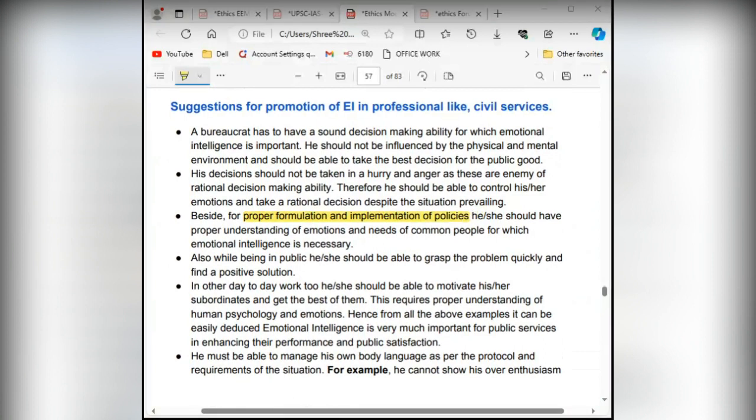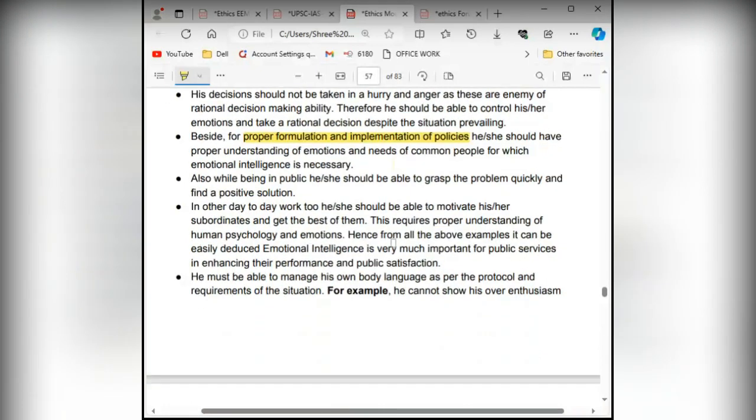All right. Now, proper formulation and implementation of policies. In many offices, there are verbal sessions, training sessions, or recreational activities, which definitely help us understand the office management better, and they can understand us as well. So that also helps boost our emotional intelligence.